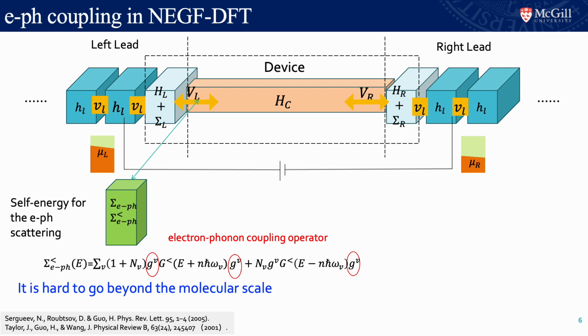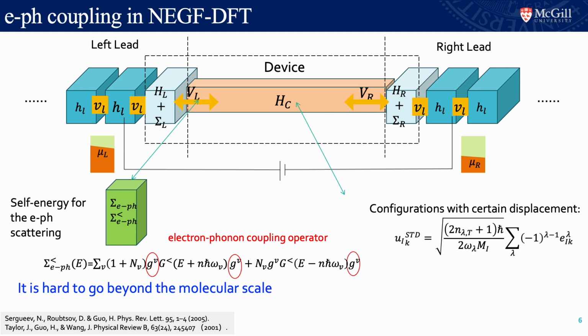Here we seek another method. This method is even more intuitive. We don't use the self-energy of the electron-phonon scattering. Instead, we use configurations with certain displacements to produce a random potential for electrons to include this electron-phonon scattering effect. We use the ZG method to generate these configurations. Next, I will show results based on these different configurations.